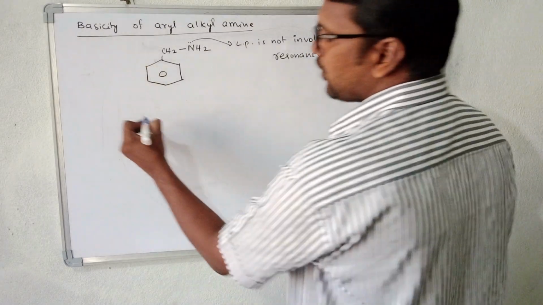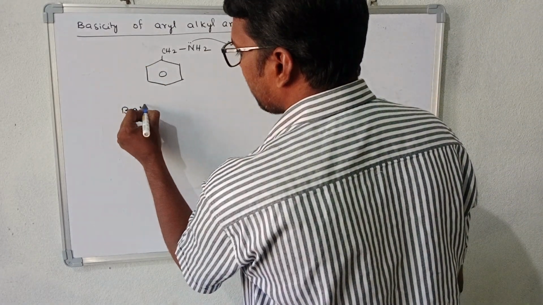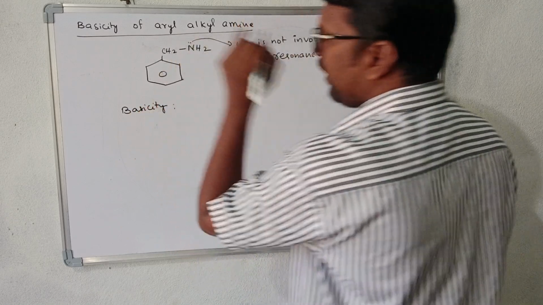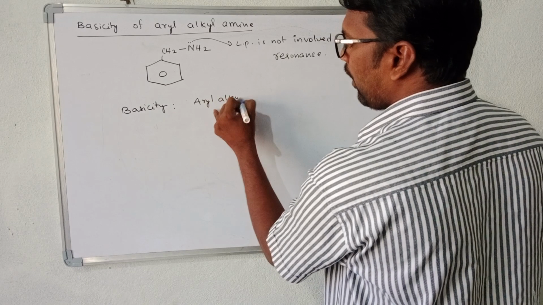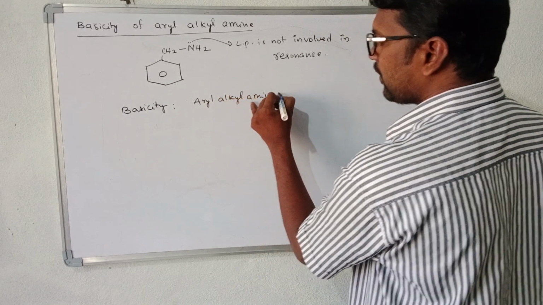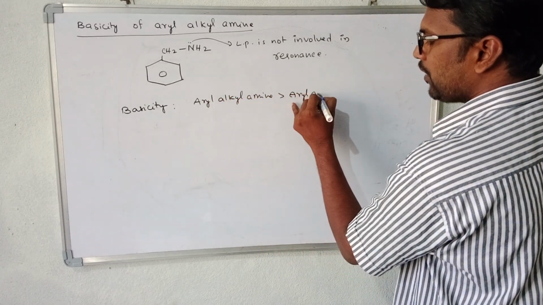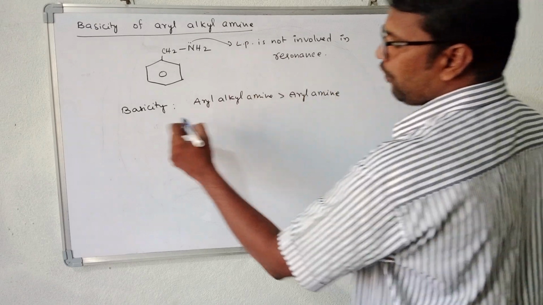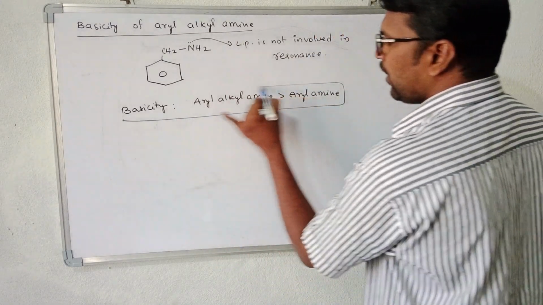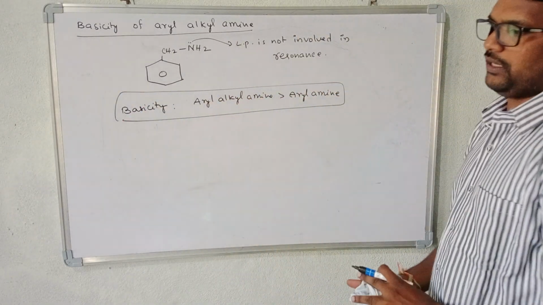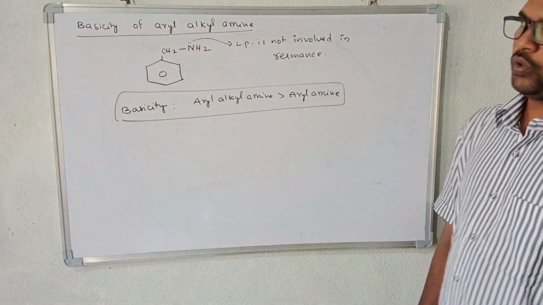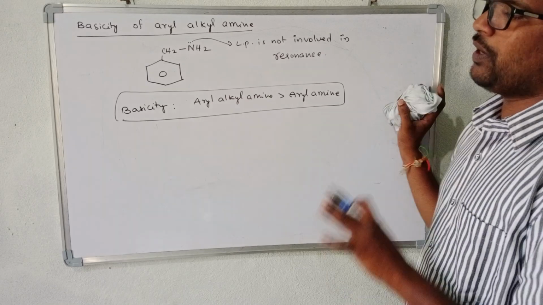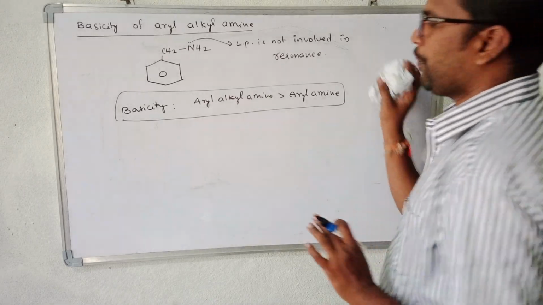That's why when you write the basicity order, aryl alkyl amines are somewhat more basic than aryl amines. That means whenever you compare aromatic amines and aryl alkyl amines, the aryl alkyl amines are more basic, because here this lone pair is freely present. It is not involved in resonance. Right, that is about the basicity of aryl alkyl amine.